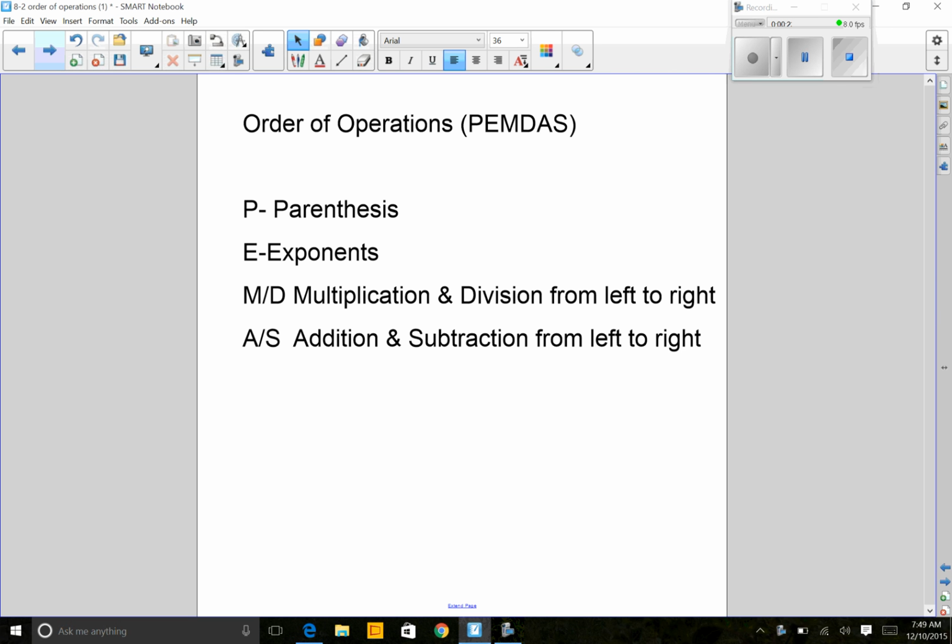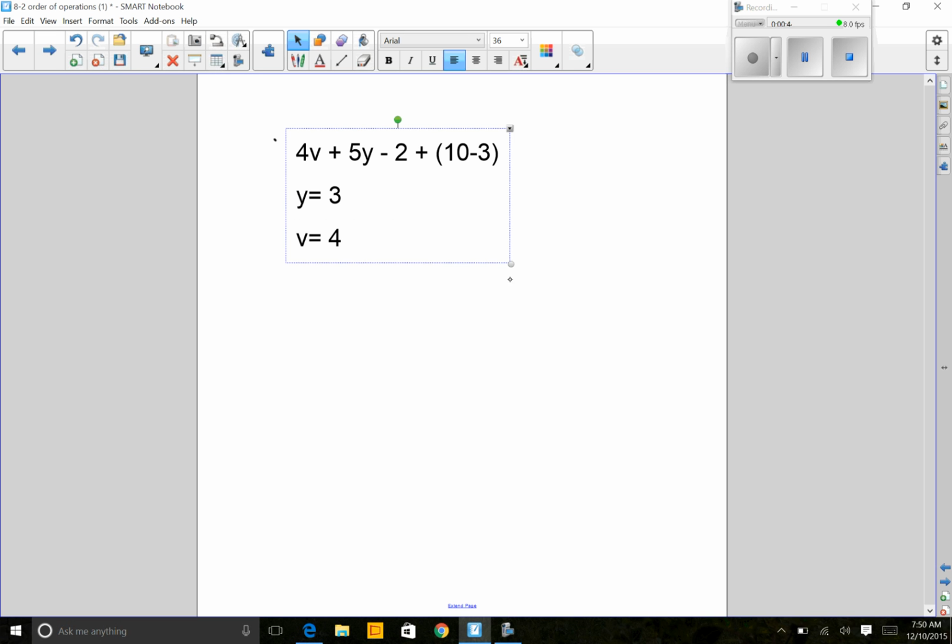So just to remind ourselves, we do parentheses, we do exponents, then multiplication and division from left to right, then addition and subtraction from left to right. Remember, you don't do multiplication, then do division, or addition, then subtraction. You do them at the same time, because you will get a different answer if you don't do it that way. Okay, so I just want to show you an example of something you might get.